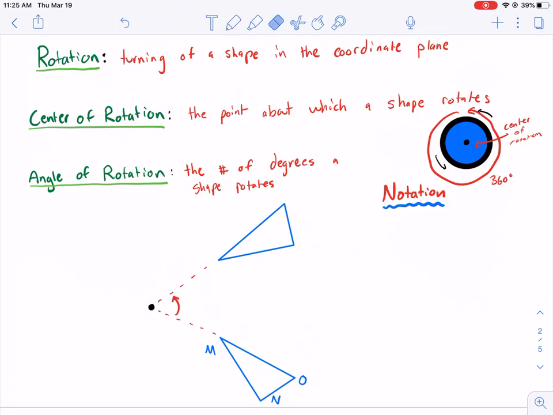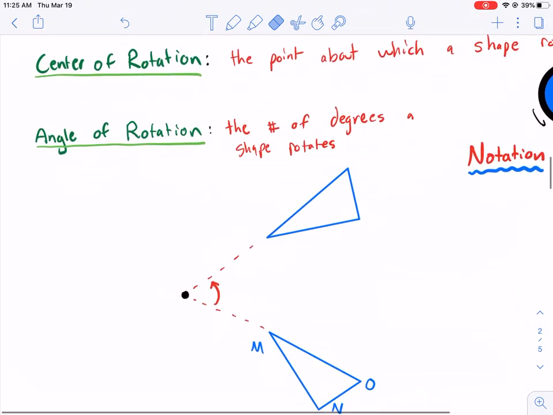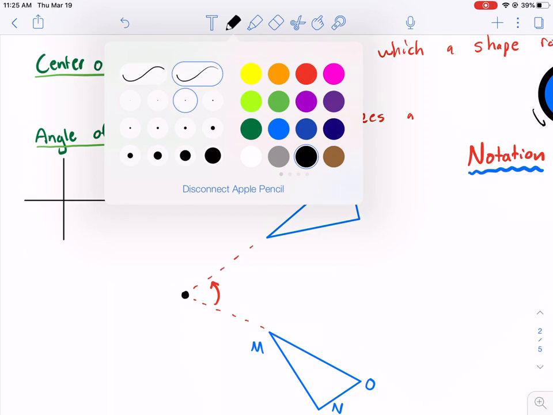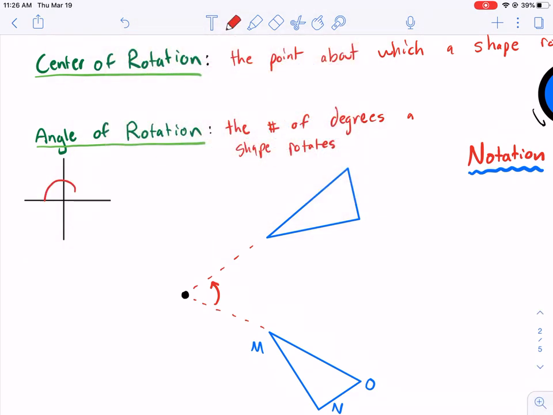Now, one thing you want to keep in mind when we're talking about angle of rotation is the direction. Let me draw a coordinate plane, and you might want to copy this down too. When we're talking about rotations, we're talking about rotations going this way as positive rotations. So if we're talking about a positive 180 degrees, we're going that way.